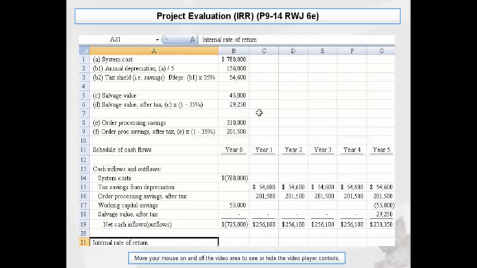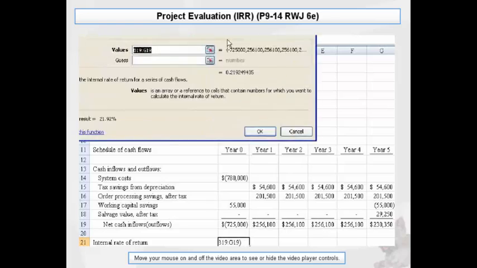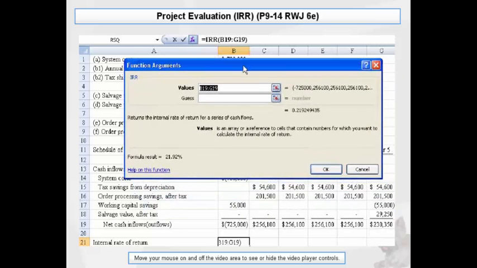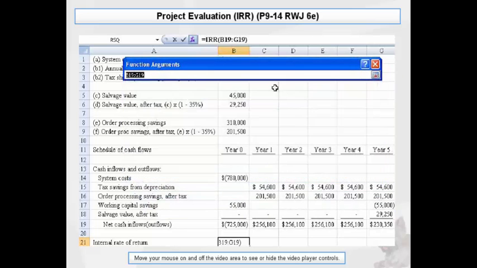Okay, and then what we do is we plug in the internal rate of return. Why don't I just step through that? I'll bring it to light and then I'll step you through what you do. You can hit the formula bar right here and it'll bring up the function arguments, and the values occur in cells B19 to G19. So there's B19 through G19. That's our schedule of cash flows we're projecting occurring in annual buckets.